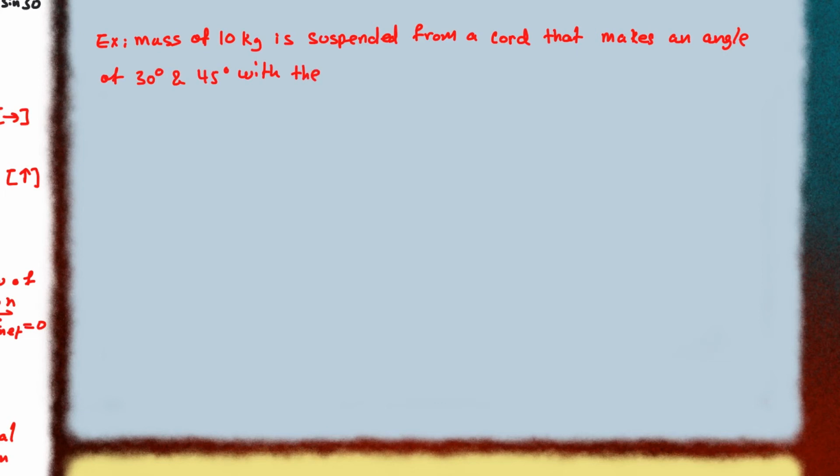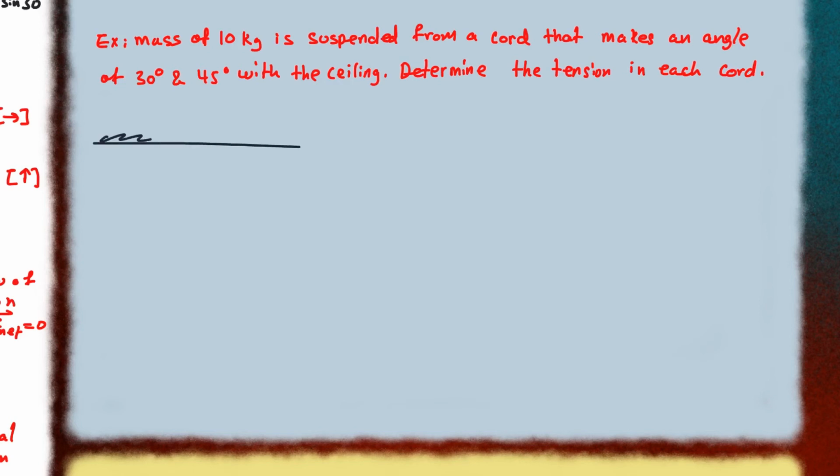For our second example, we have a mass of 10 kilogram which is suspended from a cord that makes an angle of 30 degrees and 45 degrees with respect to the ceiling, and we want to determine the tension in each part of the cord. We're going to draw this out. So we got the ceiling and we got two locations where the cord is attached to, one at an angle of 30 and the other at an angle of 45 degrees, and the mass is attached to that.